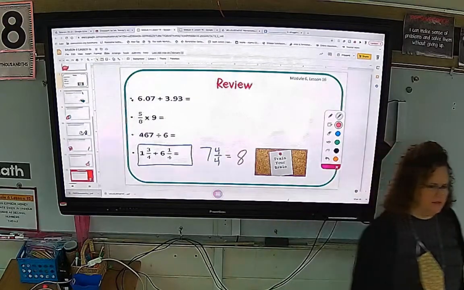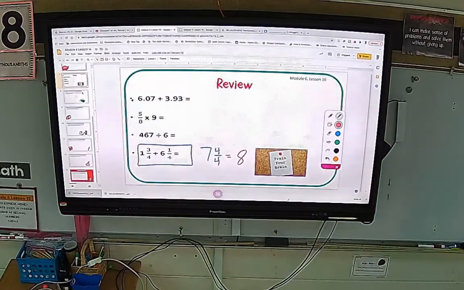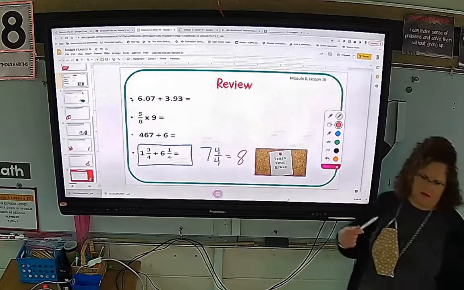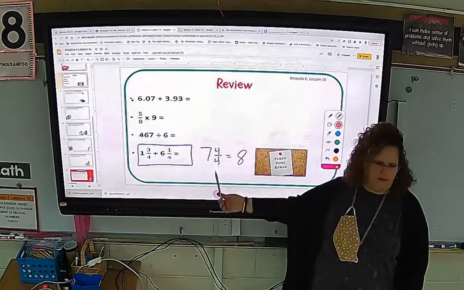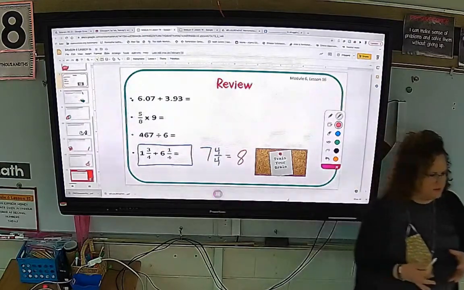Could I tell you that 7 4/4 is wrong? No, but it's the wrong form to leave it in, if that makes sense. Because we're at the age and we're able to see now. We know enough now that it equals a whole number. So let's put it together.